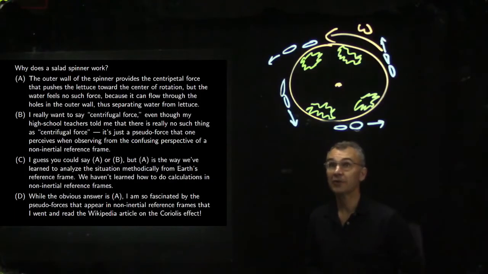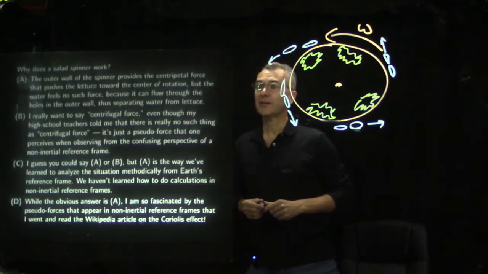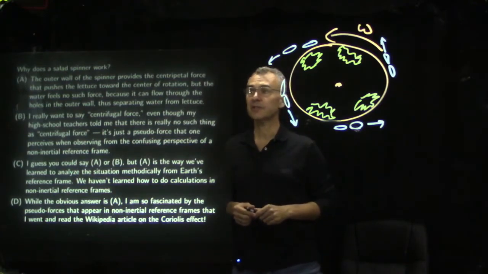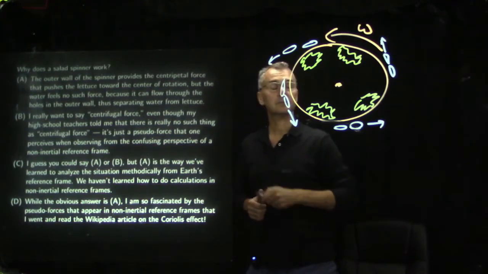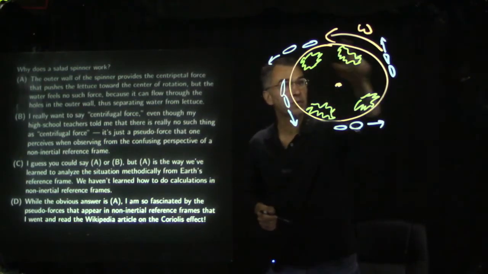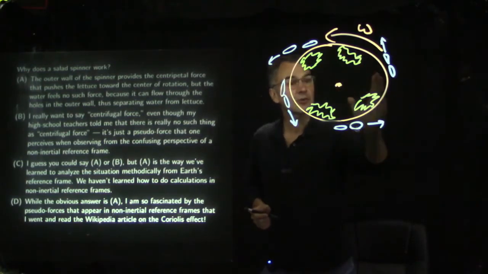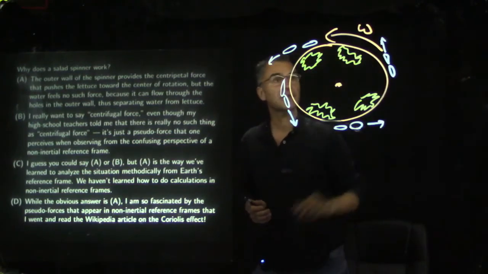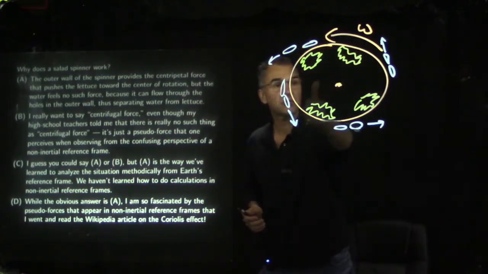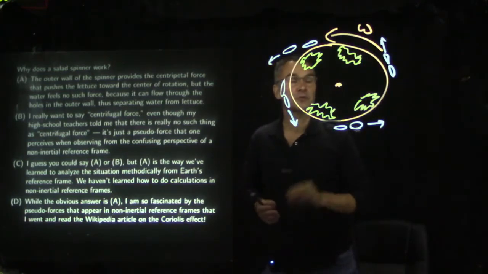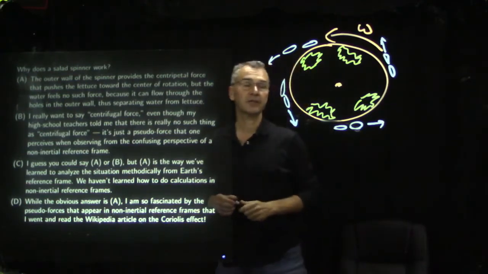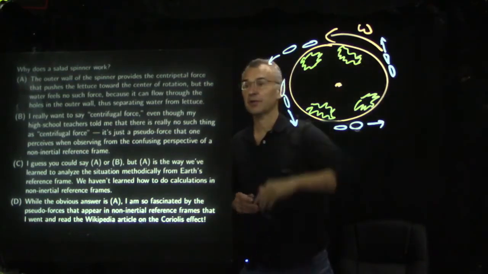How does a salad spinner work? Maybe the outer wall of the salad spinner provides the centripetal force that pushes the lettuce toward the center of rotation, but the water feels no such force because the water can sneak through the holes in the outer wall, thus separating the water from the lettuce. That actually seems pretty good, right? Because you have this kind of screen-like surface, and so it pushes inward against the lettuce, so the lettuce does feel a centripetal force toward the center, which keeps it going in a circle, whereas the water does not feel that centripetal force because it can flow through the screen-like outer surface of the salad spinner. So that seems pretty good.